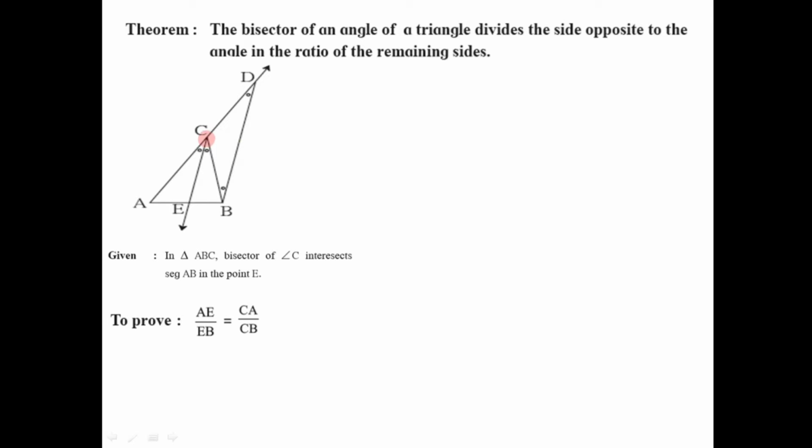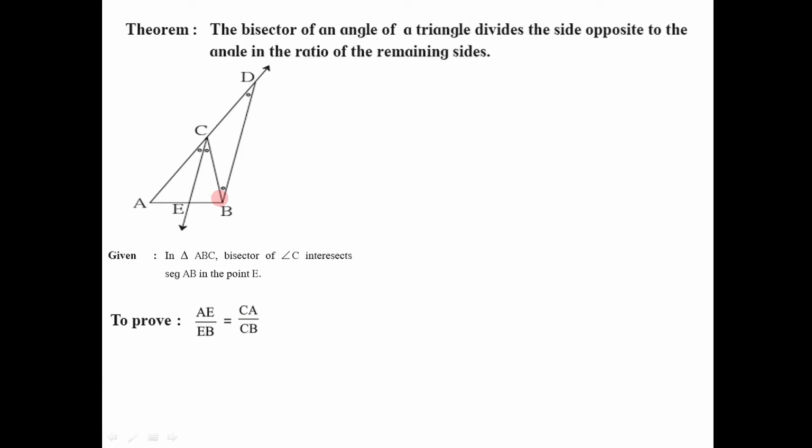As ray CE is an angle bisector of angle C, it divides the opposite side AB at point E. By doing this, we have two parts of side AB, that is AE and BE. So the ratio AE divided by EB must be equal to the ratio of the remaining sides. The remaining sides are AC and CB. So for this diagram, we have to prove that AE divided by EB is equal to AC divided by CB.